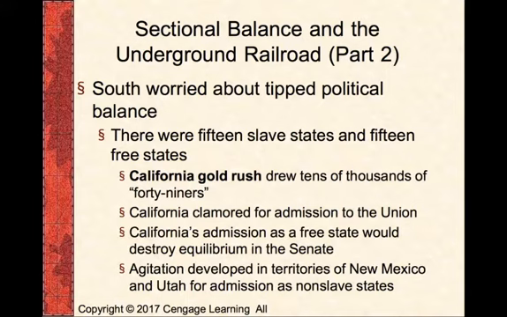The California Gold Rush in 1849 drew tens of thousands of, quote, 49ers to the territory, making California eligible for admission as a state relatively quickly. They got the population that was needed. Now, if California was admitted as a free state, that would destroy the balance in the Senate. And so agitation in the territories of New Mexico and Utah for admission as non-slave states as well would have further tipped the balance against the South.